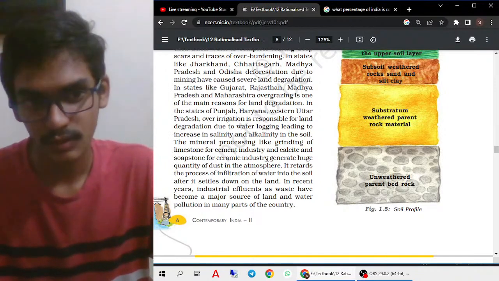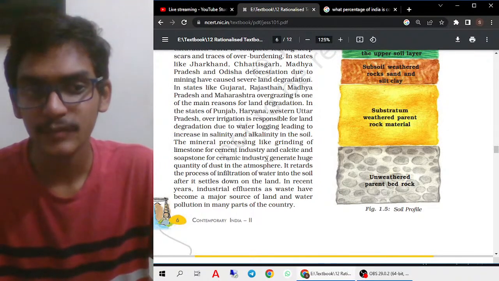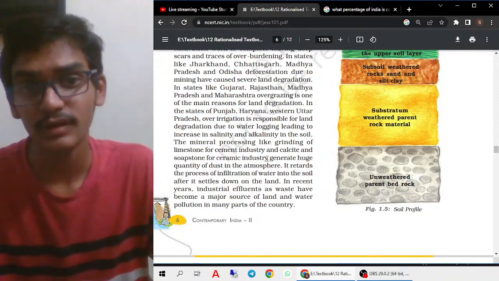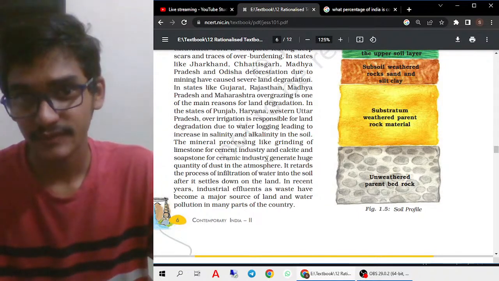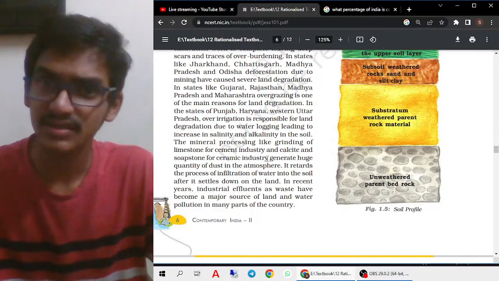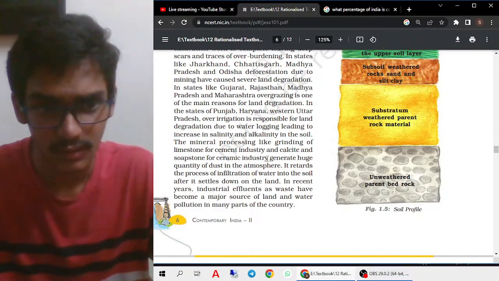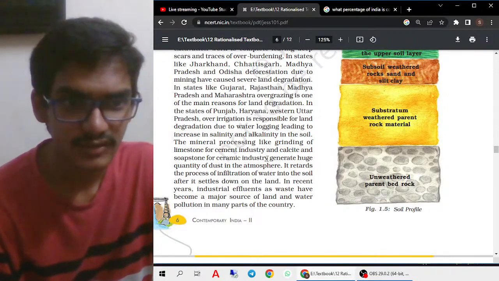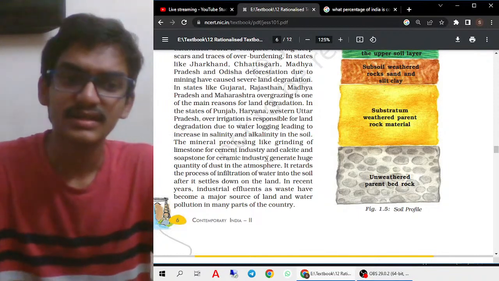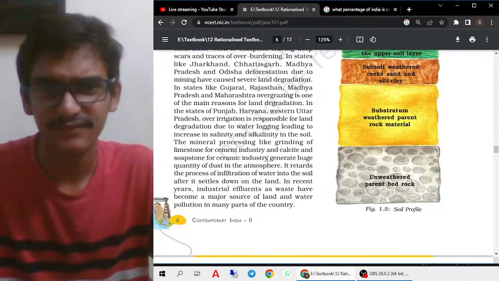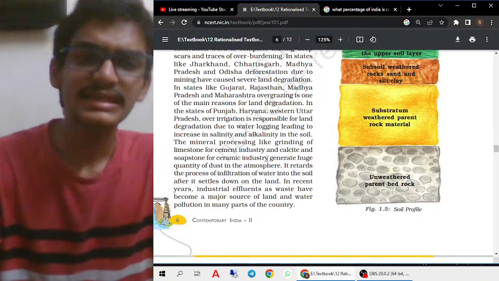The cement industry also. When we grind limestone, it releases a lot of gas and a lot of powder into the atmosphere. This settles on the soil and makes the soil infertile. As I already told, industrial effluents also.